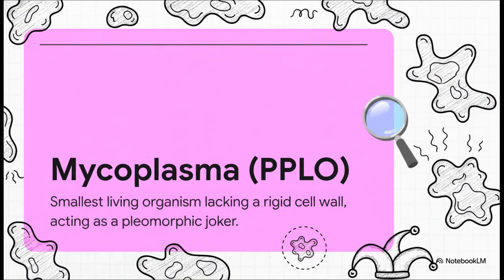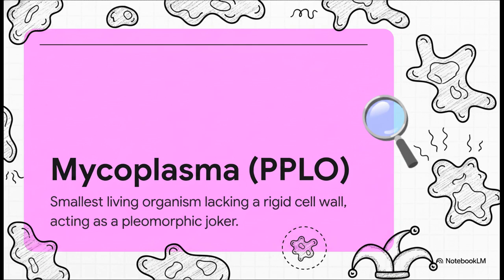But of course, nature absolutely loves throwing us an exception. Meet mycoplasma, which is also known as PPLO. It is literally the absolute smallest living organism on Earth, measuring a minuscule 0.1 to 0.3 micrometers. But here's the really wild part about it. It completely lacks a rigid cell wall.